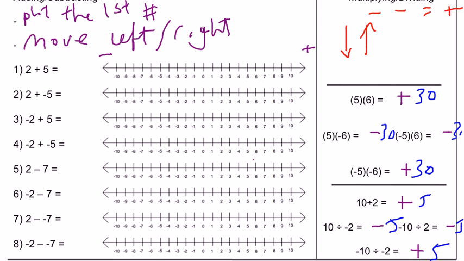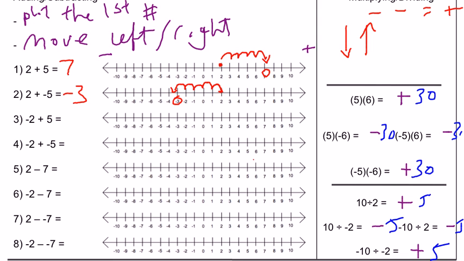So let's try that. This first example starts at 2, and it moves 5 to the right. So we're going to have to move 1, 2, 3, 4, 5 to the right. Ends up, the answer is 7. For the next one, we also start at 2, except this time, because it's plus negative 5, we're going to move to the left. 1, 2, 3, 4, 5. That ends up at negative 3.